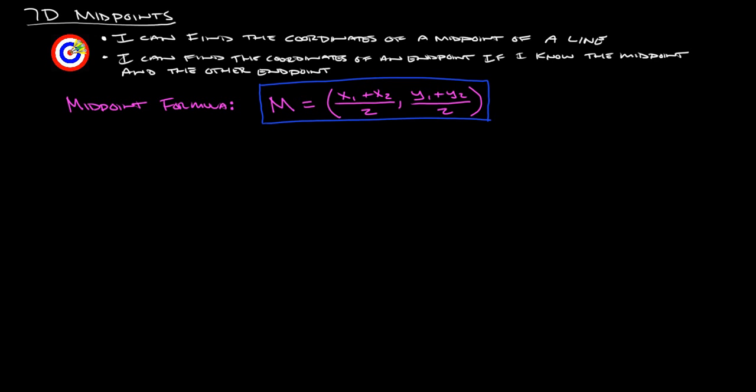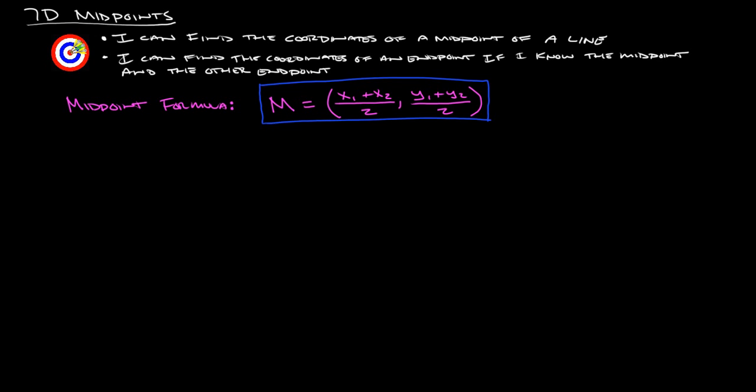plus x2 divided by 2, and then y1 plus y2 divided by 2. And if you think about that, that should hopefully make good sense, because it's basically just taking the average of the 2 points. So you add the 2 x coordinates together, divide by the number of points, which is 2, add the 2 y coordinates together, divide by 2, and you've found your average.